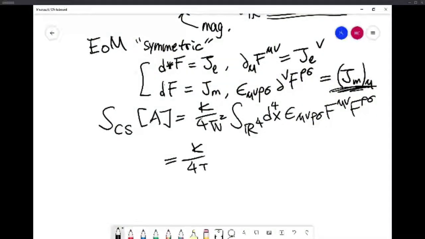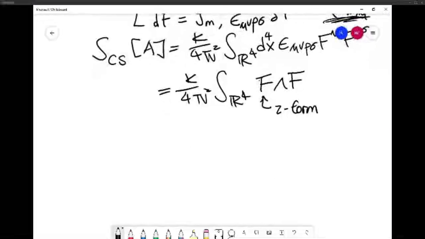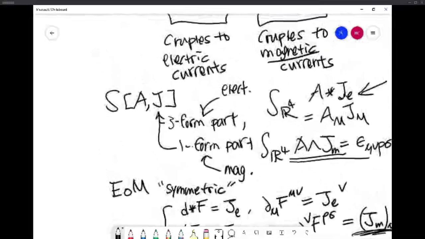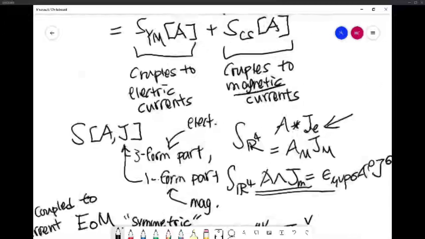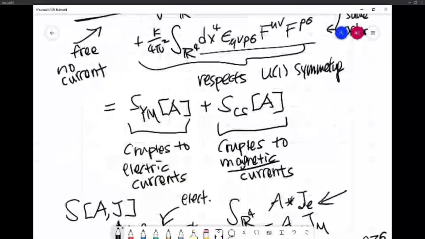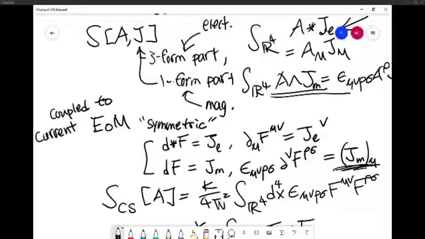Okay, so in terms of forms, it's very easy to see that this is nothing but F wedge F, where F is considered as a two form. So what we can do is impose the... it's kind of a lie, because in free theory, right? Coupled to current, it's not free, right? It's coupled to something. But up here, in this equation, this is free, right? No current here. It's free theory, of course. The equations of motion are just all the currents turned off, right?